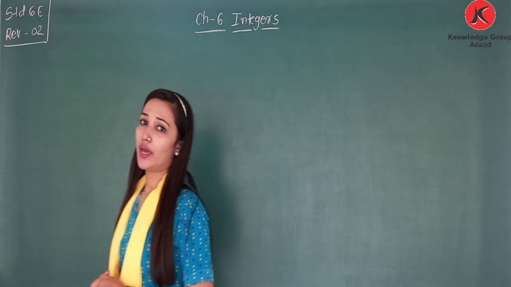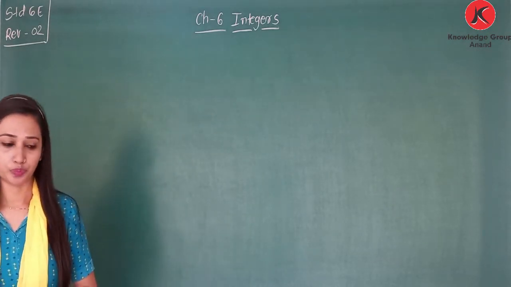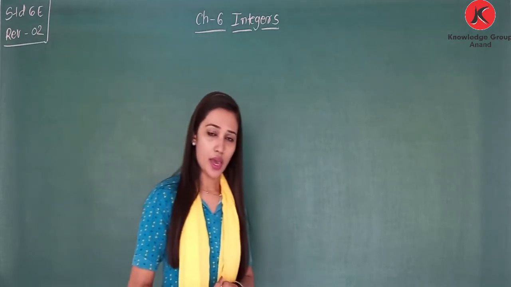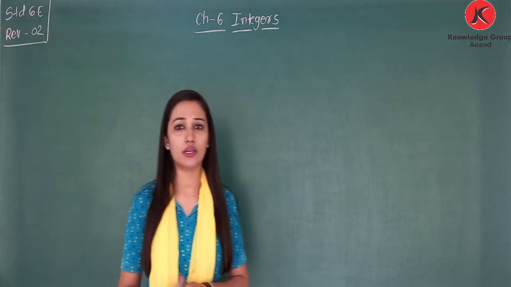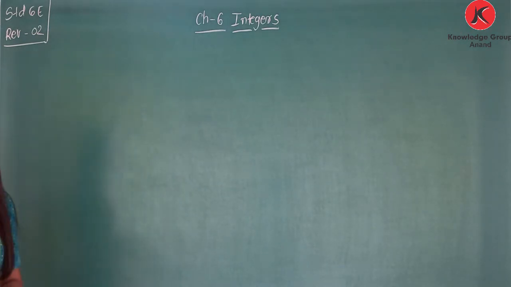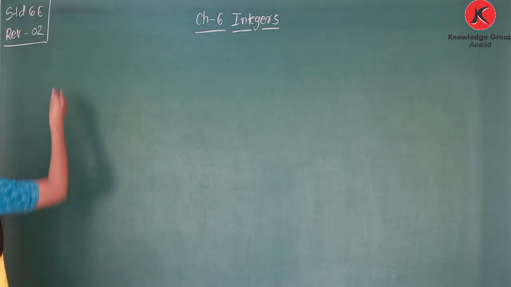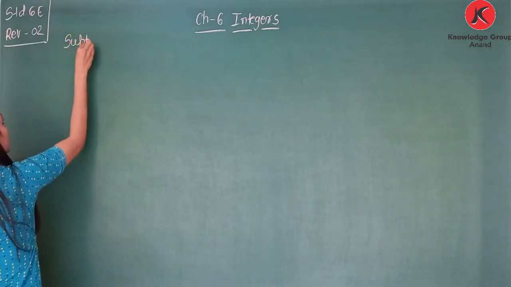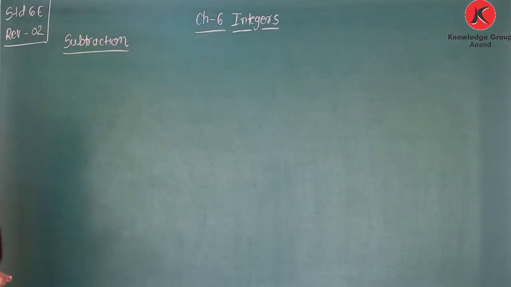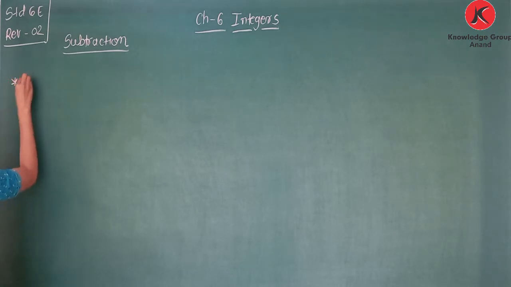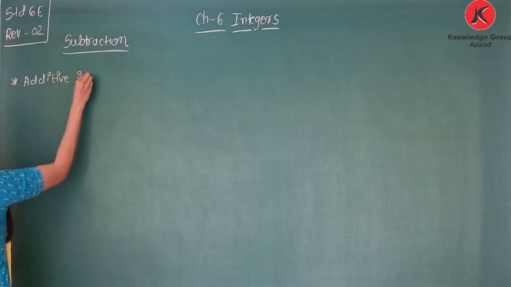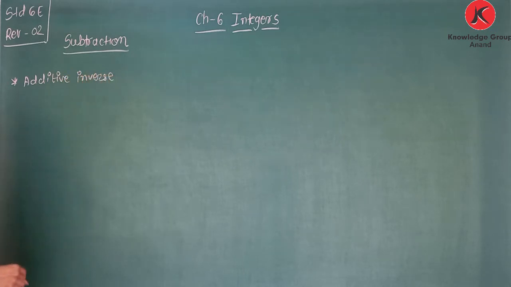After that, we learned addition of integers without the number line. In that you need to remember, if two signs are the same, add the numbers, and when the two signs are different, then subtract them. So today we will learn about the subtraction of integers. Before that, we need to understand additive inverse.